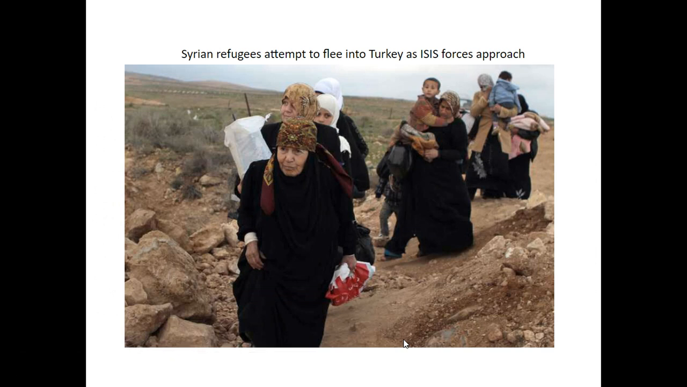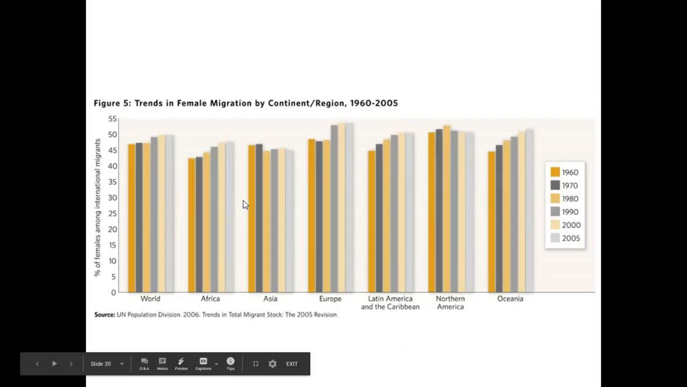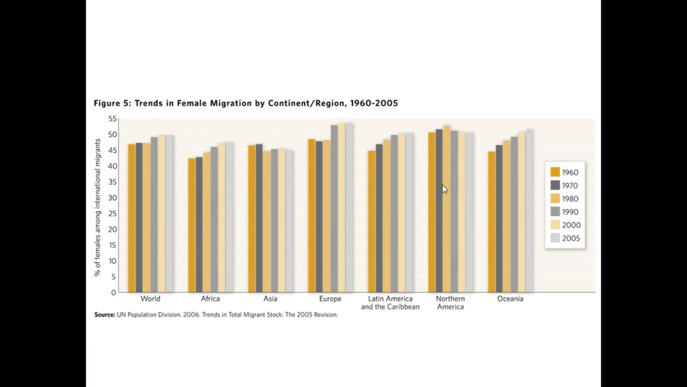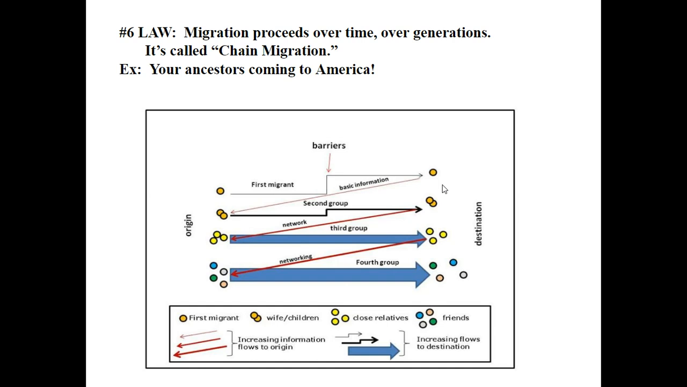Ravenstein usually said it used to be just men, but now it seems to be women too. And you can see the trend is for more women to go without their partner and just try and seek safety or job opportunities on their own. Okay, your sixth law is the idea of chain migration. Migration proceeds over time, over generations. So maybe the male went and set up a job and got the house and then sent for the rest of the family.